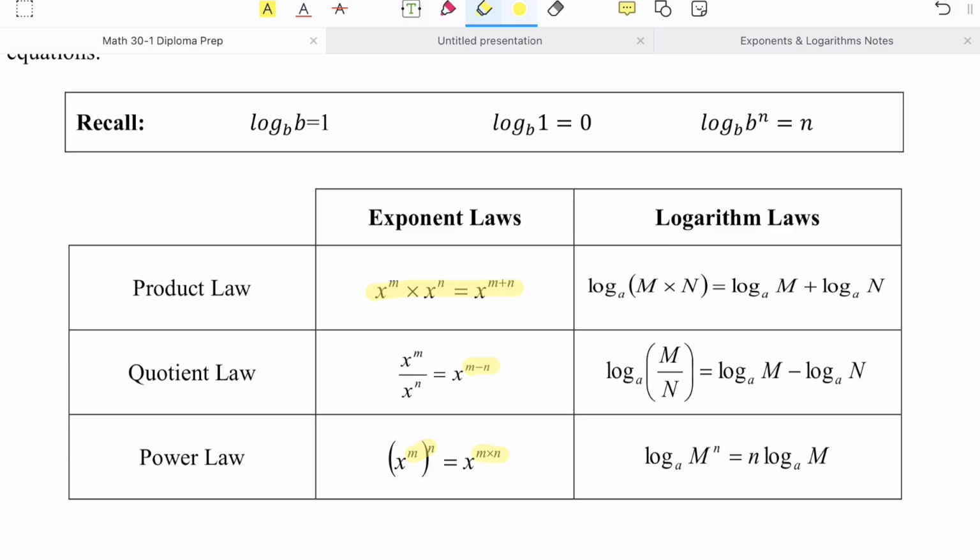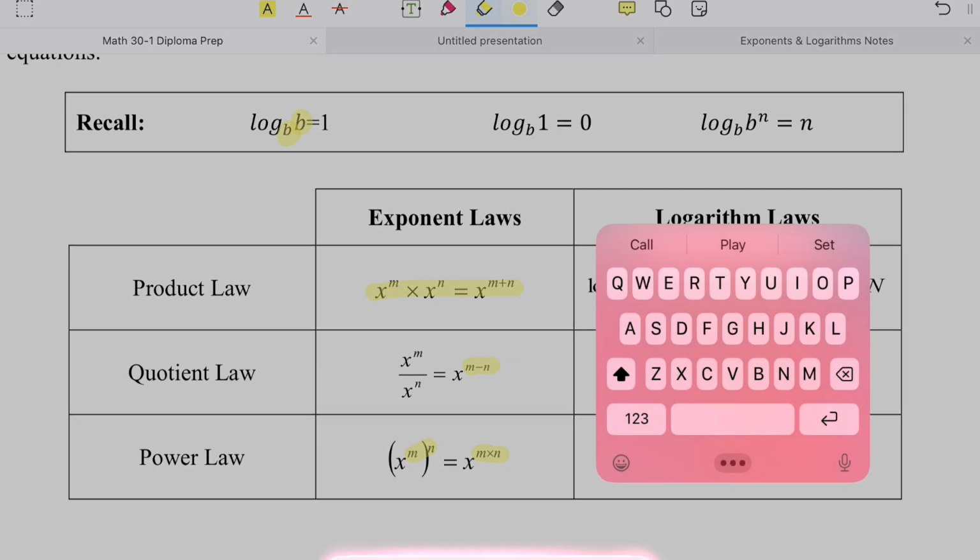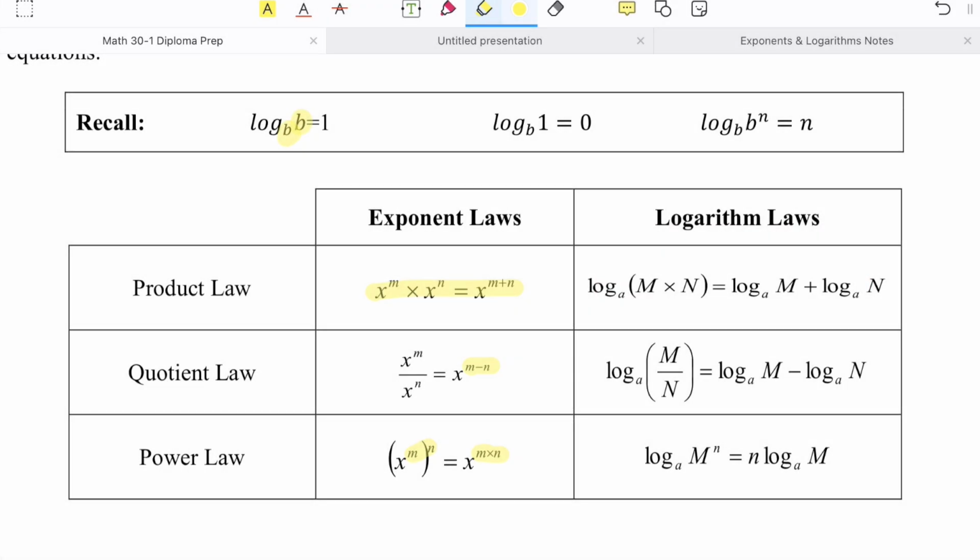For log, when the base and your value are equal, it's equal to 1. Log base b of 1 is 0, where b can be anything. Log base b of b to the power of n is just n. Okay, so these are your log laws, and then there are more.